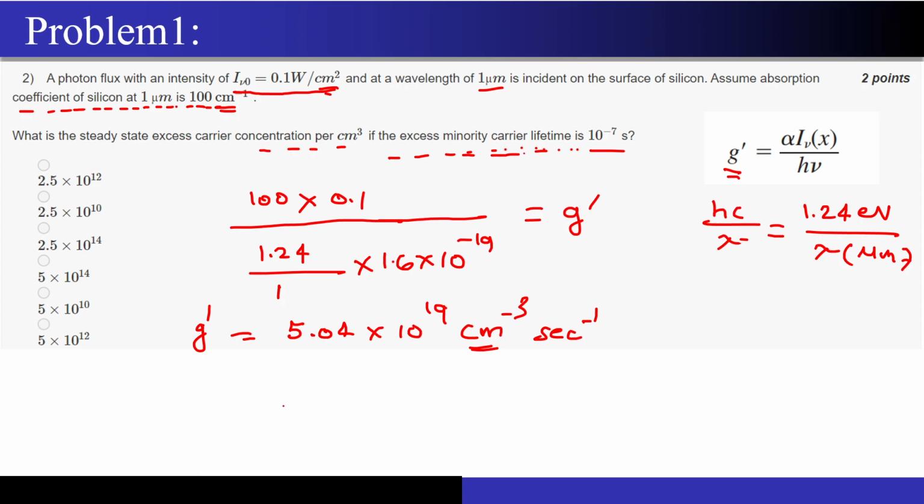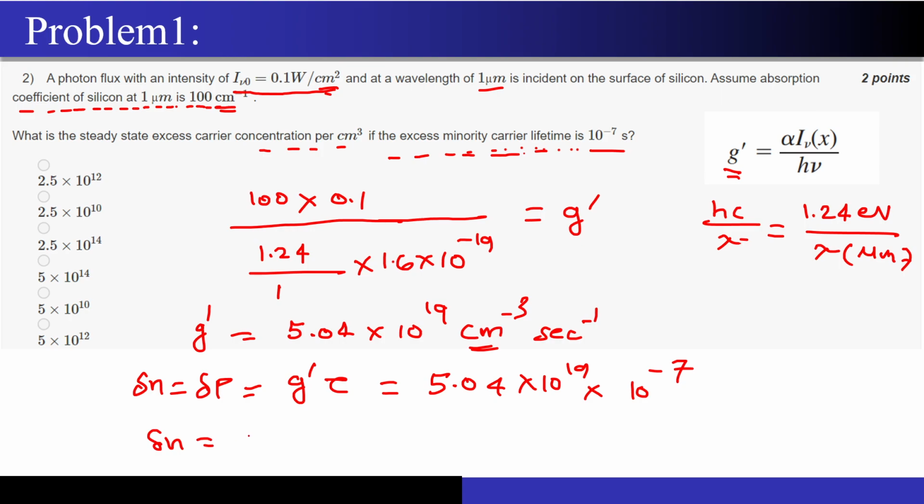Now our job is to get the excess carrier concentration, that is delta N equal to delta P. Why are both of them equal? Because you generate the electrons and holes in a pair. Now this is nothing but G dash into tau, which has been given to me. So if I multiply 5.04 × 10^19 with this carrier lifetime of 10^-7, then the excess carrier concentration will come out to be around 5.04 × 10^12 per centimeter cube. So this is the answer that you will be getting.